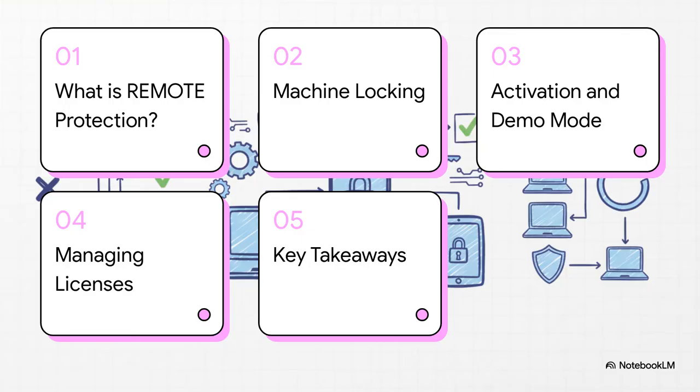So here's the game plan. We'll start with the big picture. What exactly is remote protection? Then we'll pop the hood and see how the machine locking actually works. After that, we'll look at it from your user's point of view, covering activation and demo modes. We'll also get into managing licenses after they're activated. And finally, we'll wrap it all up with the key takeaways you'll want to remember.